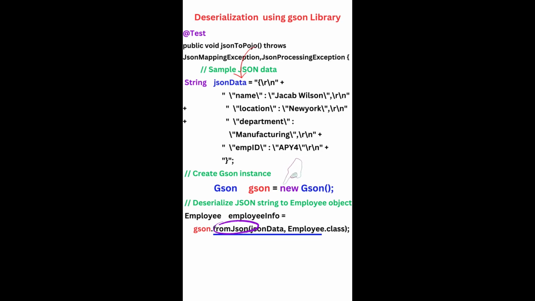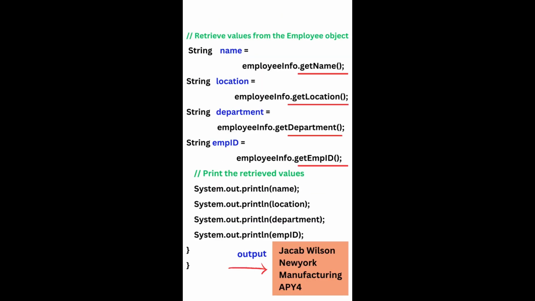In this example, jsonData is the name of the variable, and it is of type String. Then we create a Gson instance and use the fromJson method of Gson to deserialize the JSON data into an Employee object. Now the JSON data is converted into a Java object. This is deserialization. So we can retrieve and print the attributes like name, location, department, and employeeID using getter methods of the POJO class.